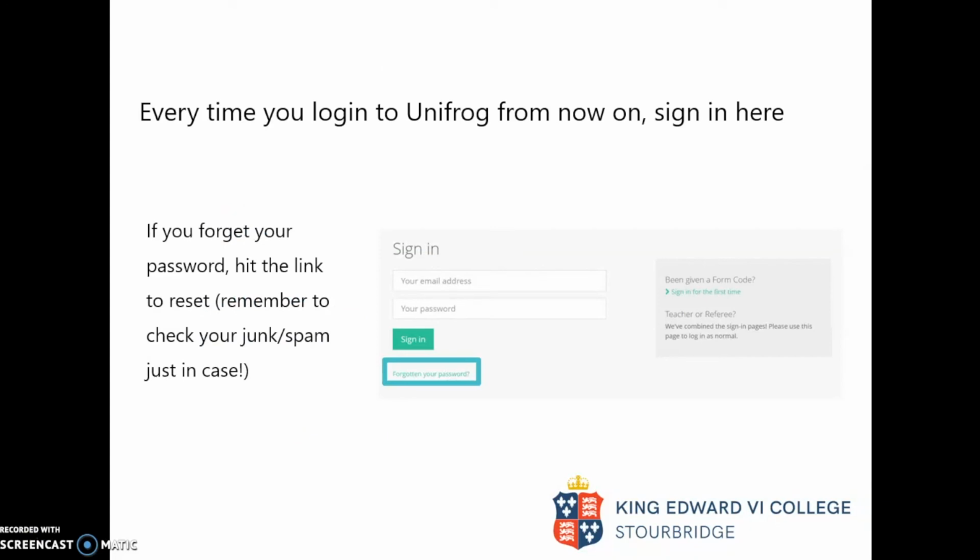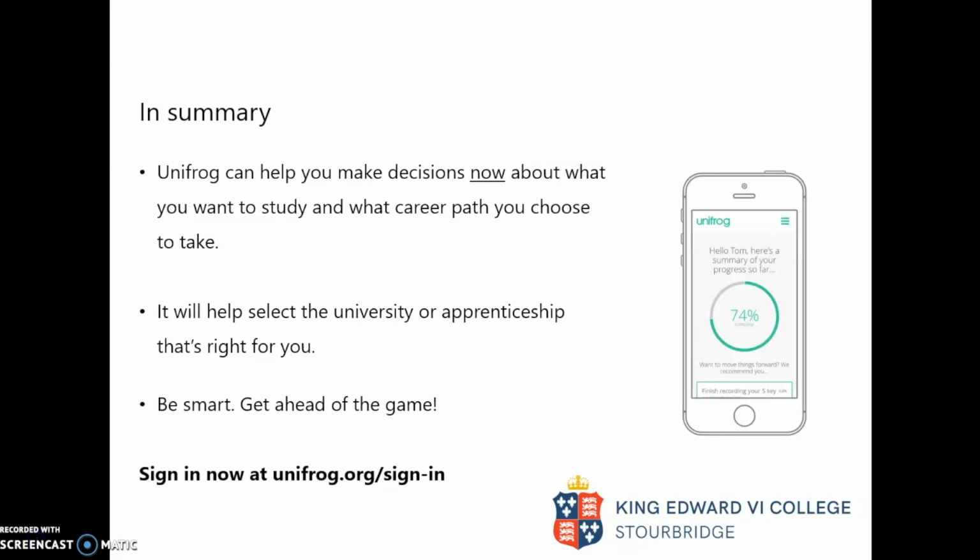And that's pretty much it. Once you've done that, when you come back and log on to Unifrog, you can then sign in with your email address and the password you've set up. Or if you've forgotten your password, by clicking on the Forgotten Your Password link, it'll then communicate with you via that email address that you've used. So remember to check that it doesn't go into any junk or spam folders. And that's about it so far.